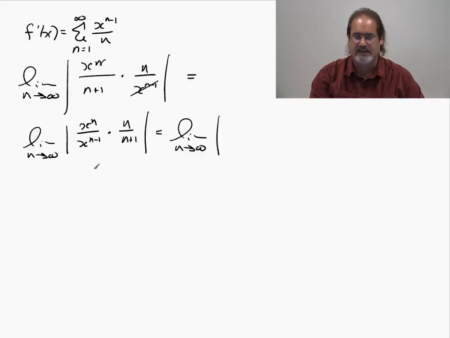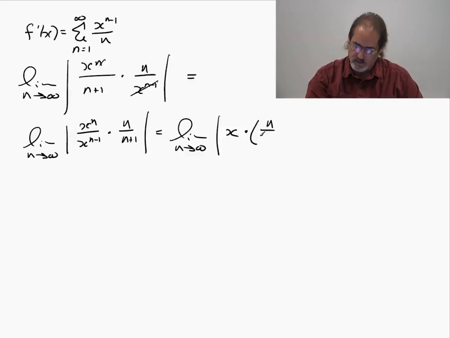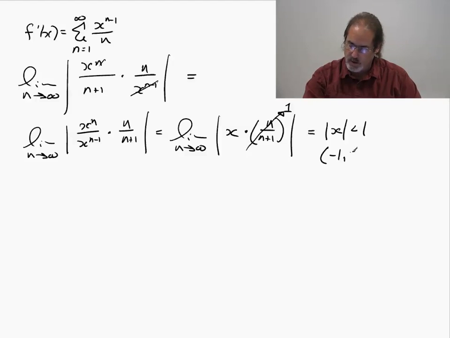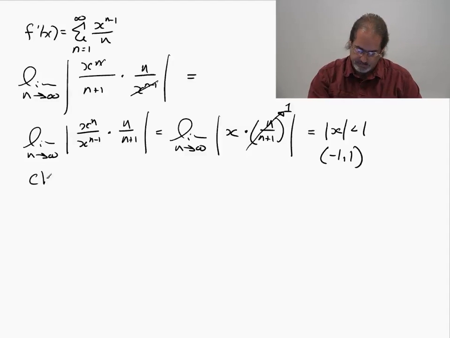So this is going to be the limit as n goes to infinity. Absolute value of x to the n over x to the n minus 1 will give me just x times n over n plus 1. And the limit of n over n plus 1 will go to 1. So this is simply equal to the absolute value of x, which must be less than 1. Now, that gives me an interval of -1 to 1, the open interval. So I need to check those endpoints again.